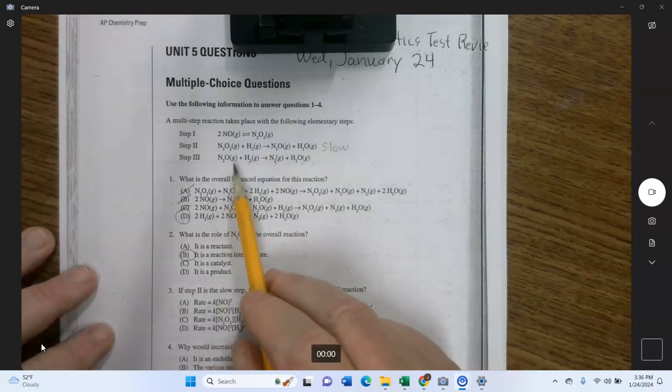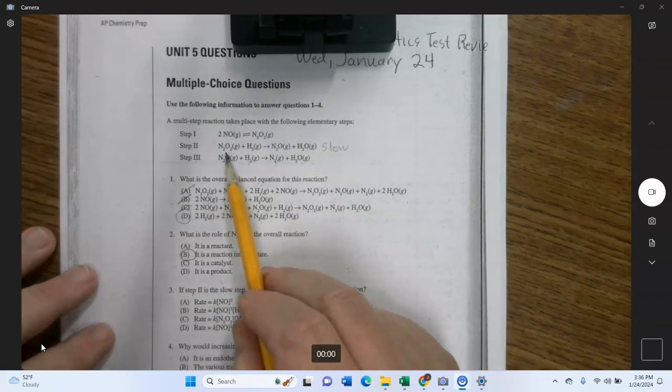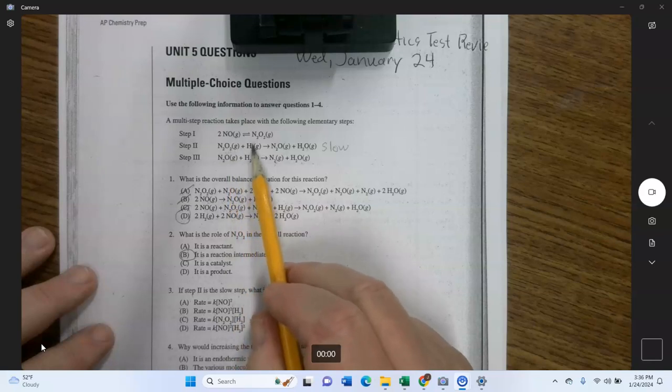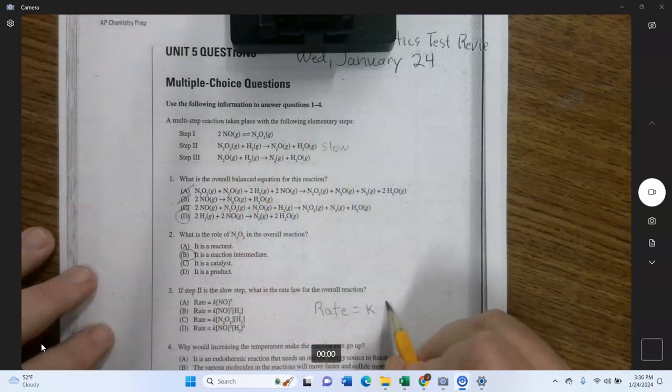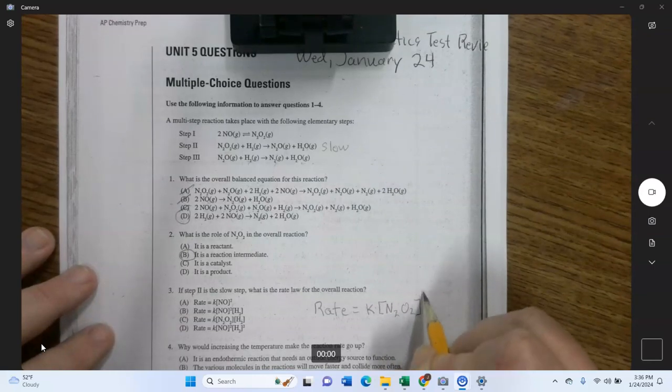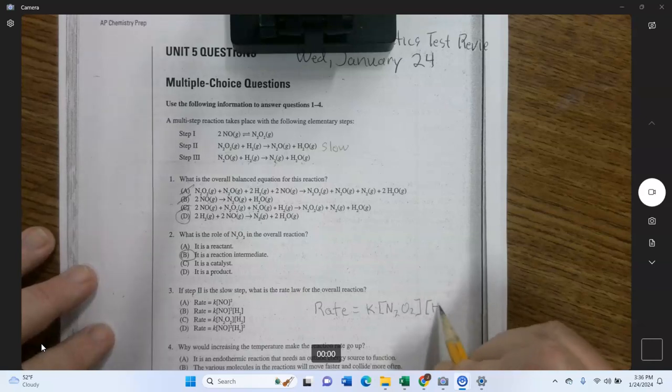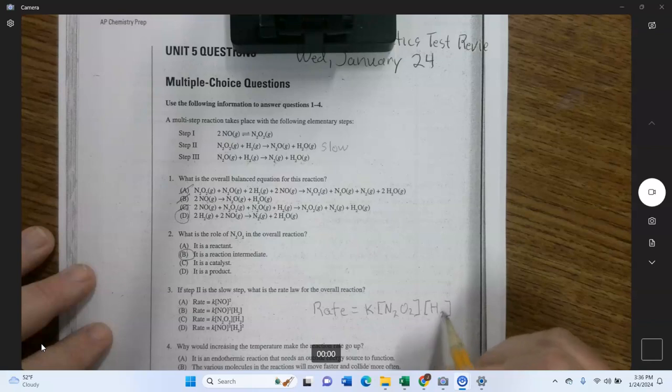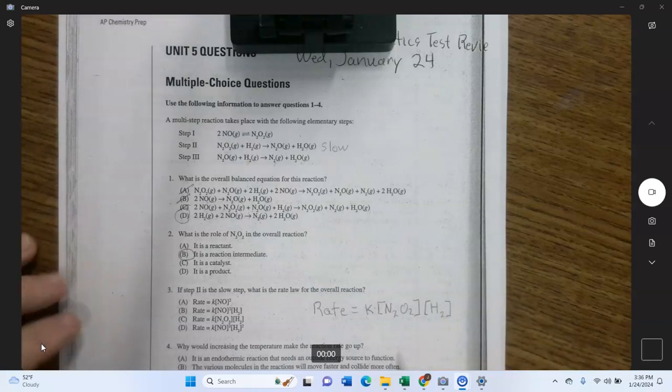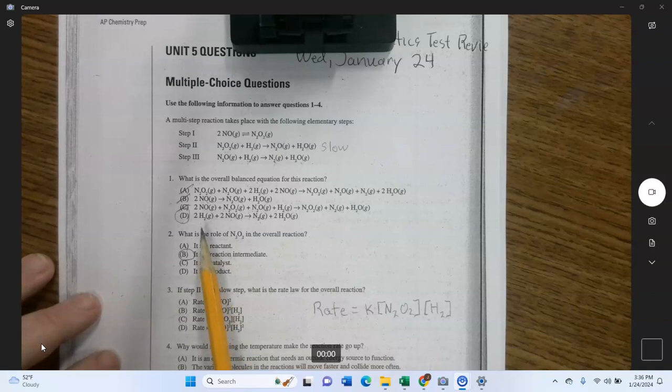For the slow step, you have N2O2 and H2. There are no coefficients, so it's simply going to be written like this. N2O2 to the first power, I won't write that. And H2 to the first power, I won't write that. Okay, so now let's look at the overall reaction.